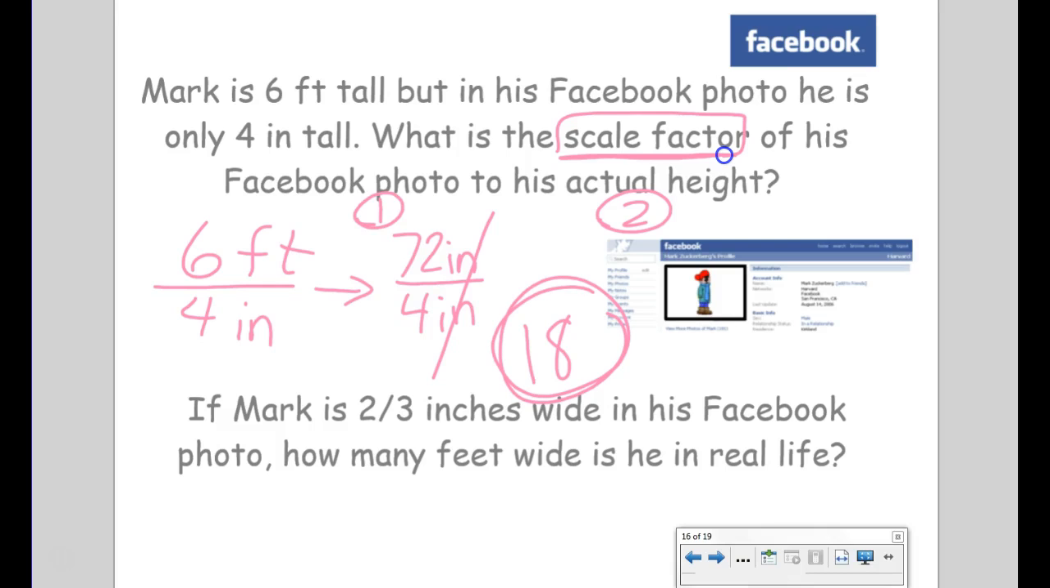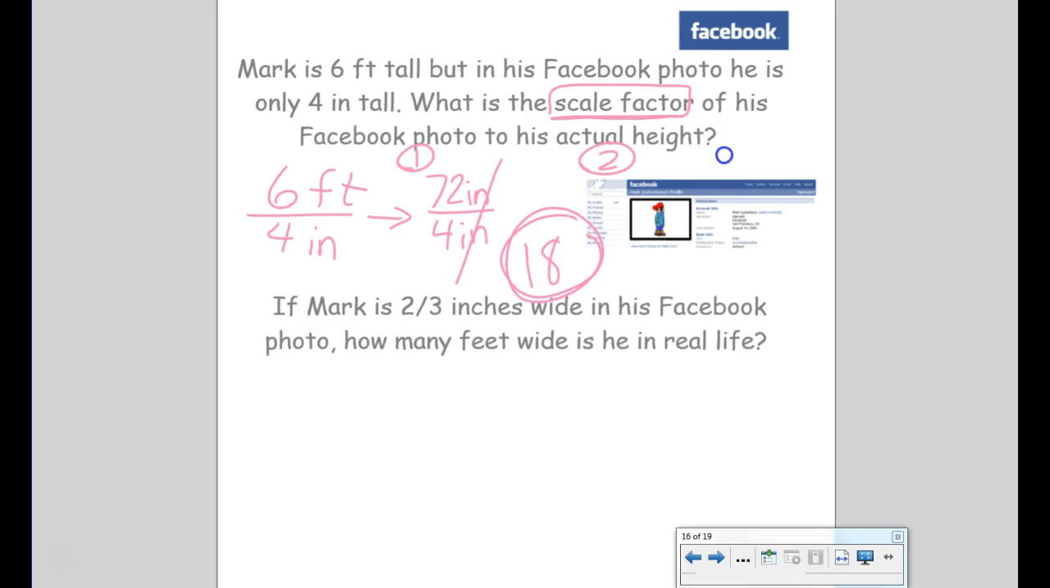Cool. If Mark is 2/3 inches wide in his Facebook photo, how many feet wide is he in real life? Let's just use our scale factor. All right, he's 2/3, and we're just going to blow it up times 18. Make sure you protect your fraction with parentheses. 2/3 times 18. These are fun because these are not as boring. We're actually using real world stuff.